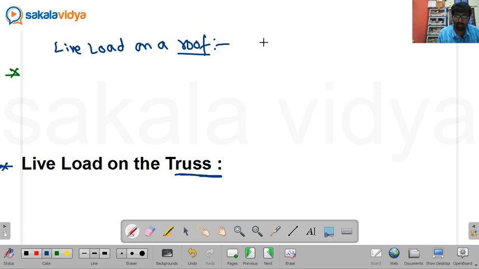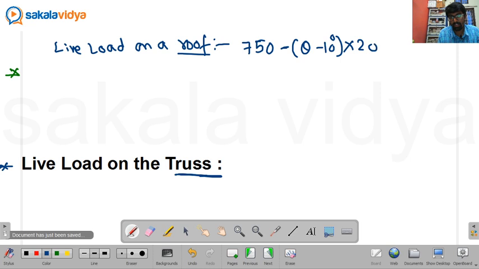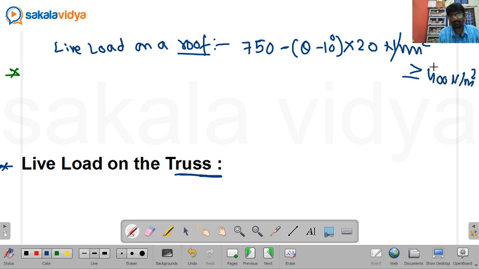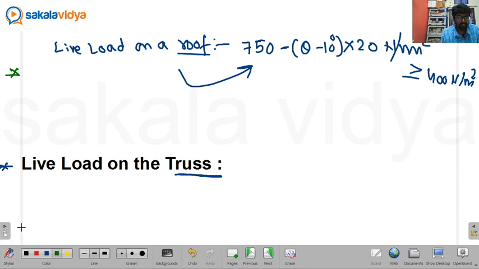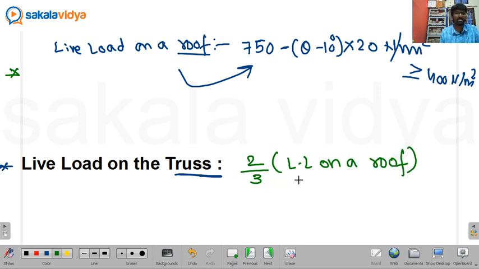The live load on a roof, the formula as I told you in the previous case, is nothing but 750 minus theta minus 10 degrees into 20 Newton per meter square, which should be greater than or equal to 400 Newton per meter square. So this is the formula to calculate live load on the roof. Whereas now we are going to deal with live load on a truss. What is the formula for that? It is simply 2/3 times the live load on a roof. I will make you clear, don't worry.